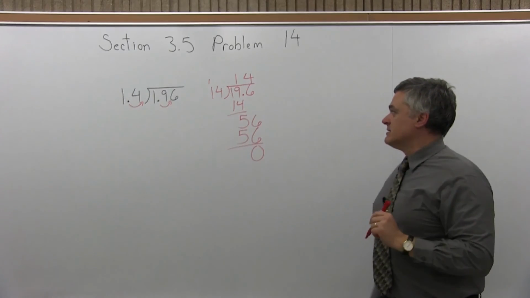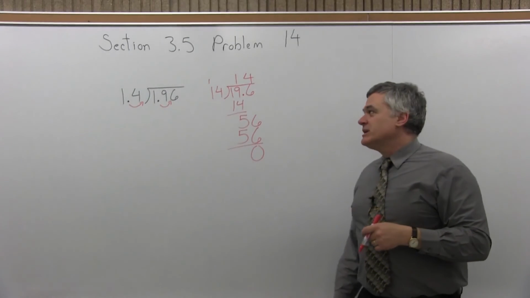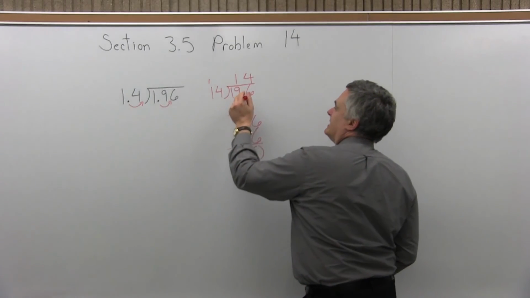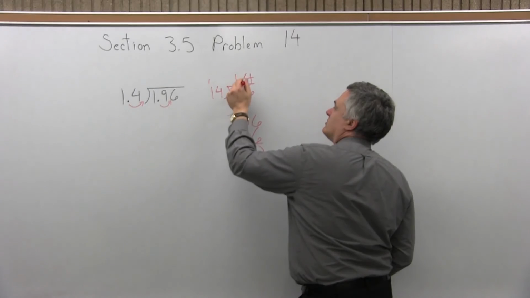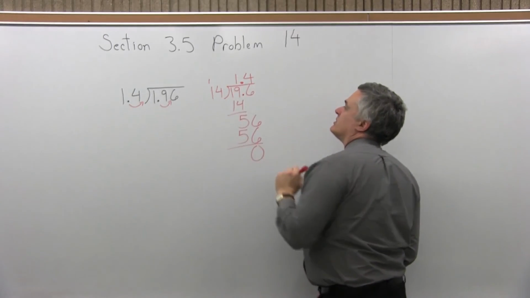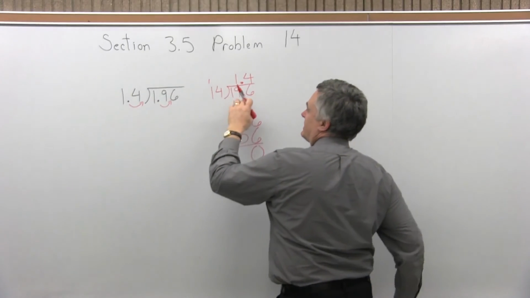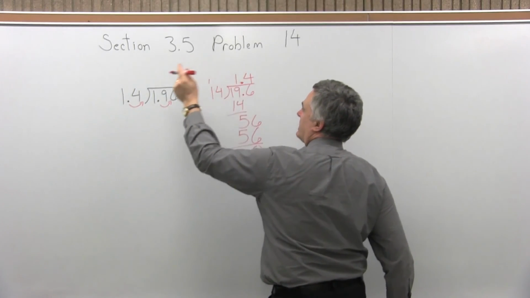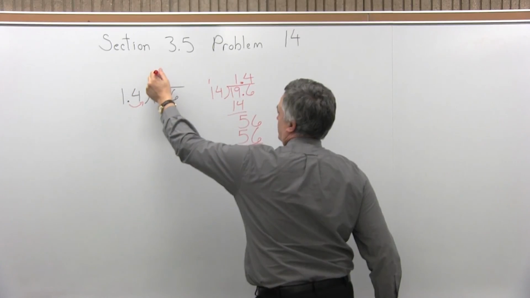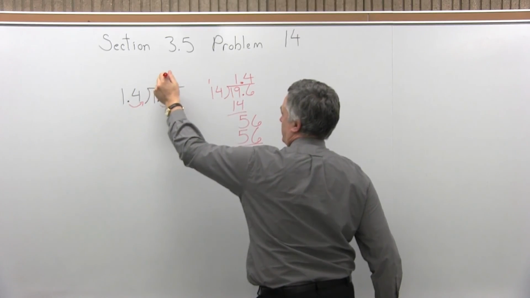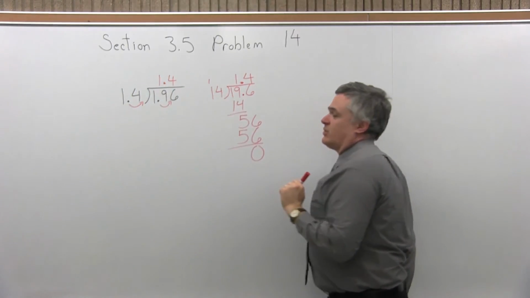Goes in nicely, 0. So I get an answer of 14, but it's really not 14. The decimal that I moved has to come up vertically, so it's not 14, it's 1.4. So 14 divides into 19.6 1.4 times. So the original question, 1.4 divided into 1.96, is the same. It is 1.4.